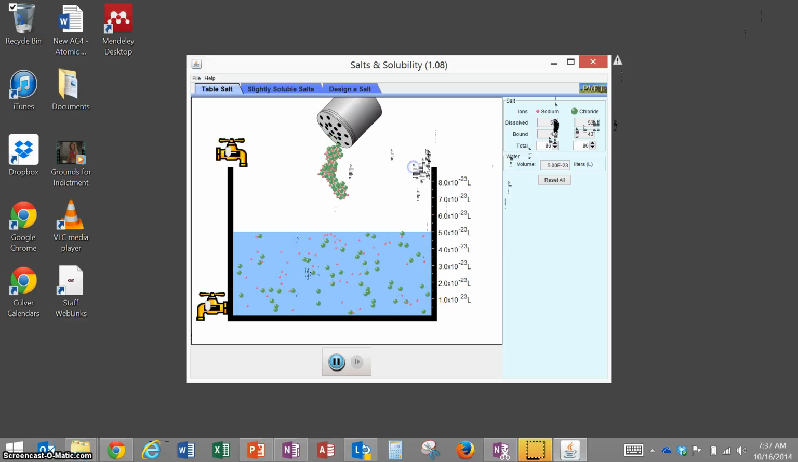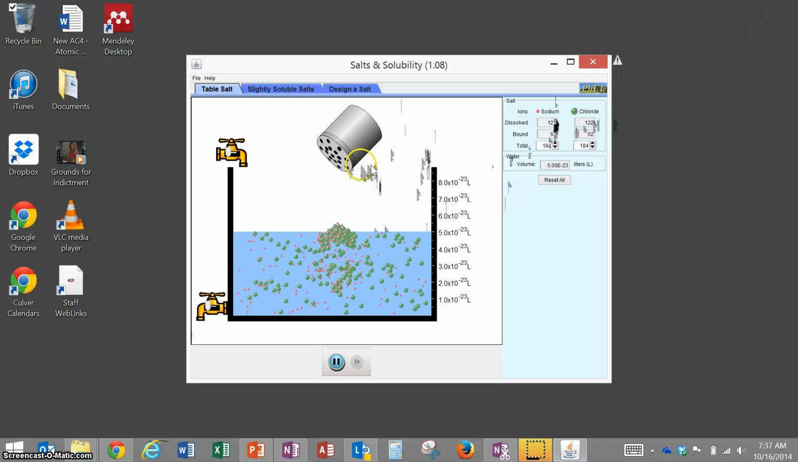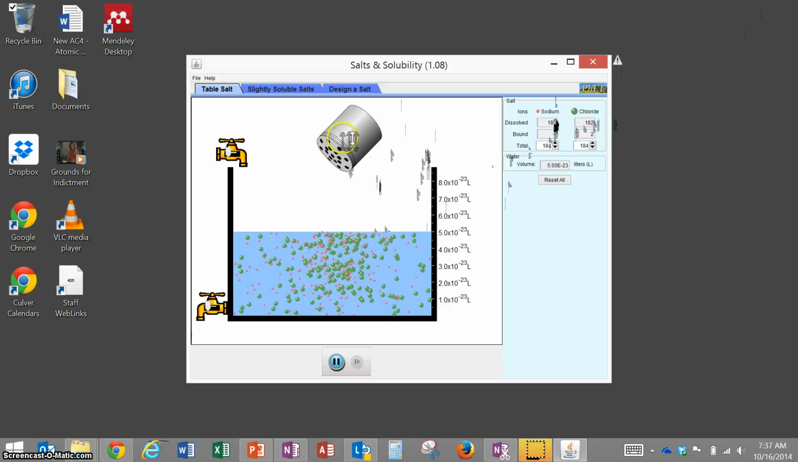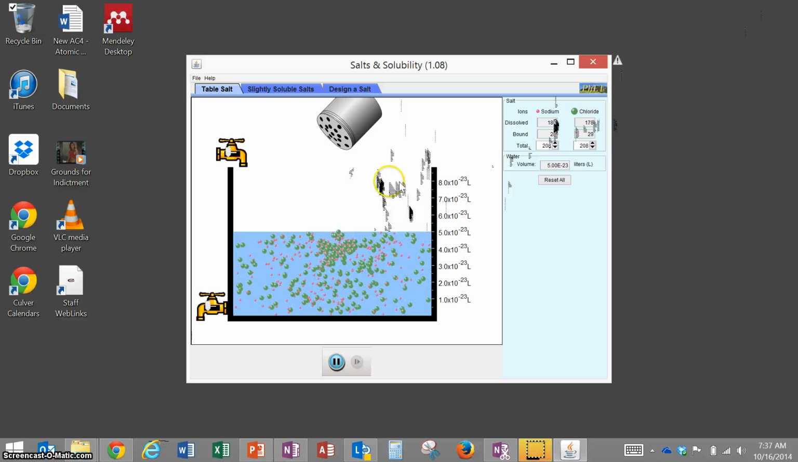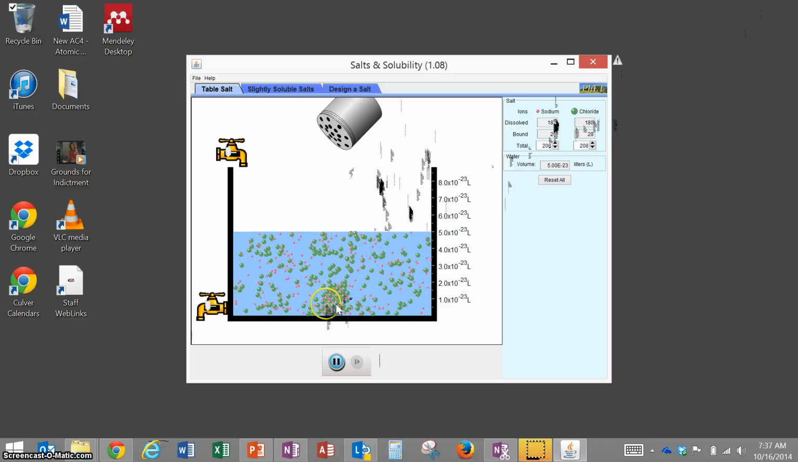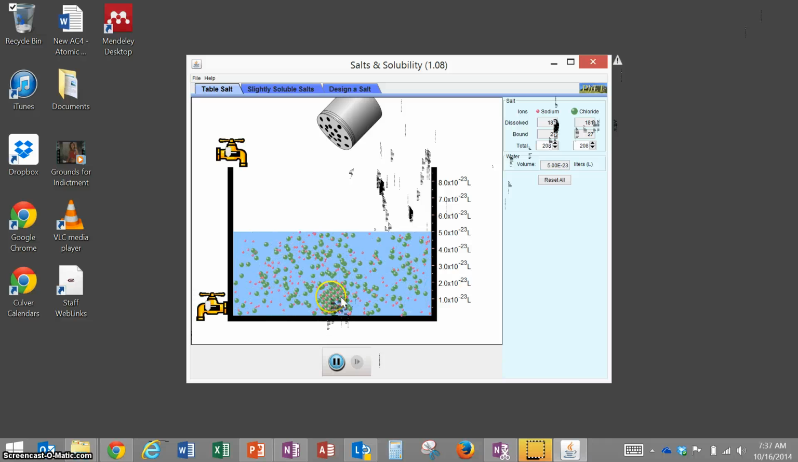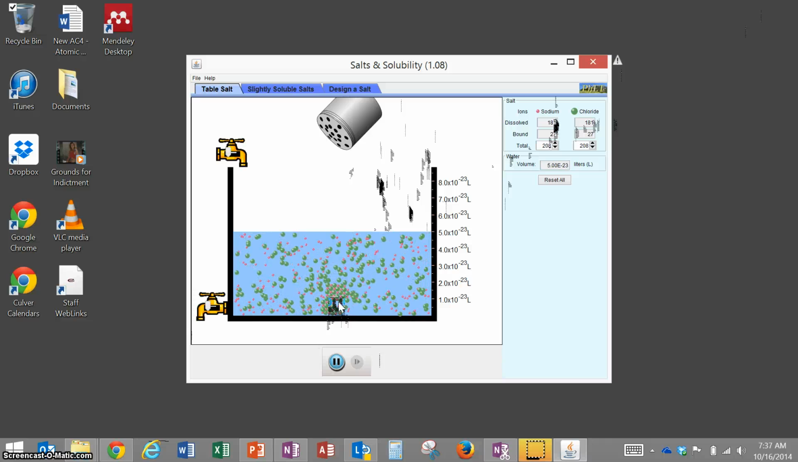Now, if I keep shaking it, I can add more and more. And of course, the question is, how much sodium chloride can I add? Well, for sodium chloride, it's quite soluble. You can add quite a bit. And at some point, it becomes supersaturated. We won't be able to dissolve more sodium chloride. So how could we dissolve more sodium chloride?